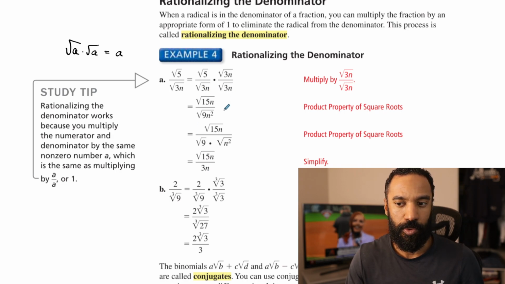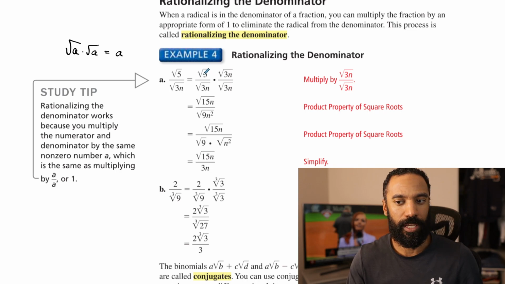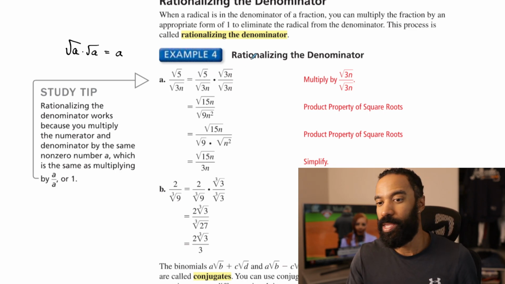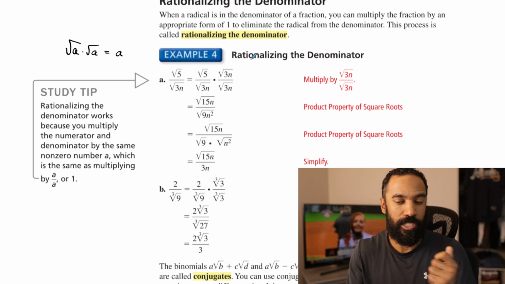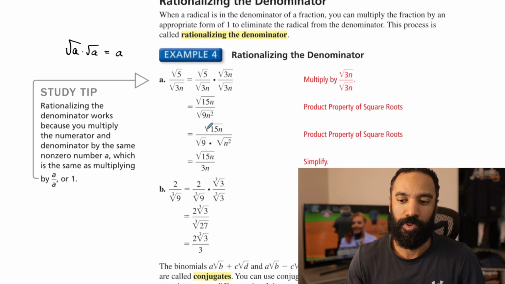So root 3n times root 3n is 3n. Now on top, you end up working what's inside. Root 5 times root 3n, you can multiply radicals back together. We talked about splitting them apart. You can fuse them right back together as well. Root 5 times root 3 is root 15, and times the n is root 15n.